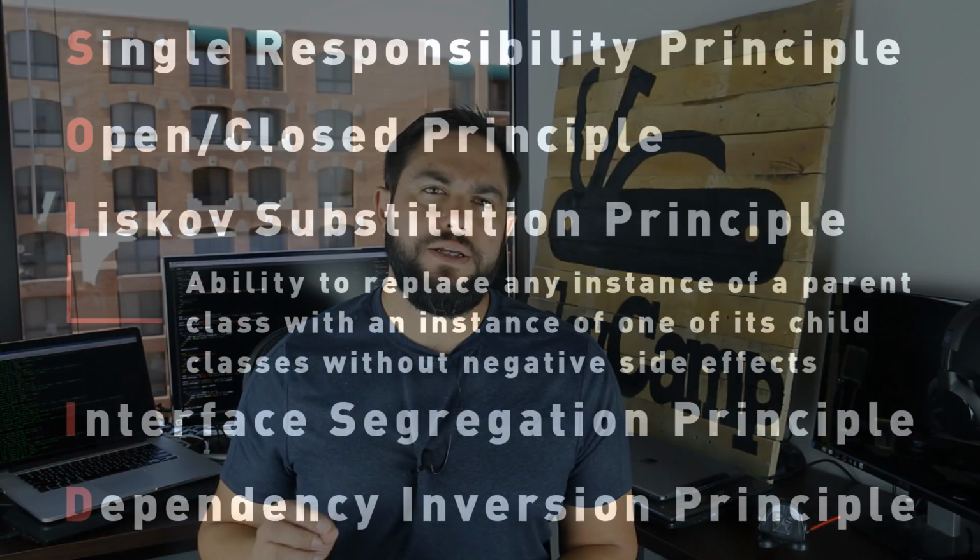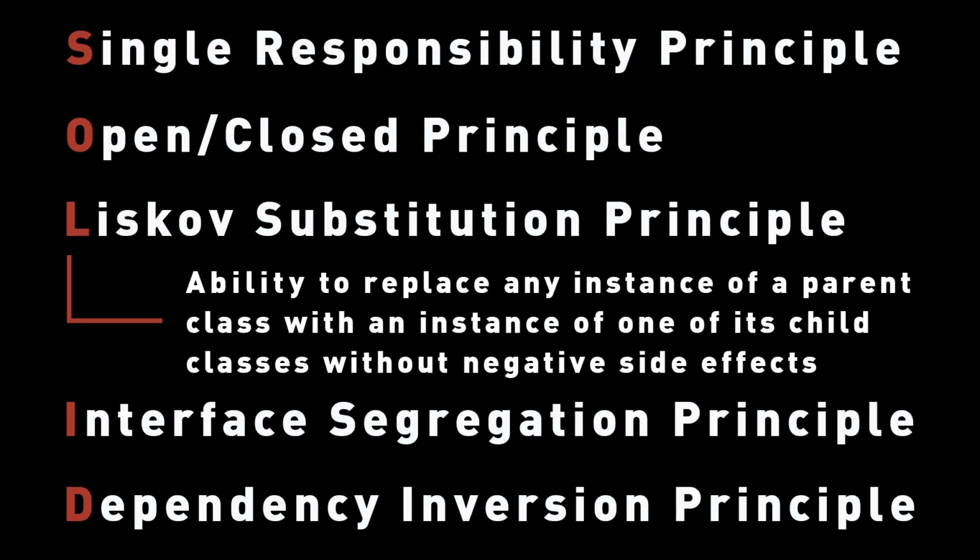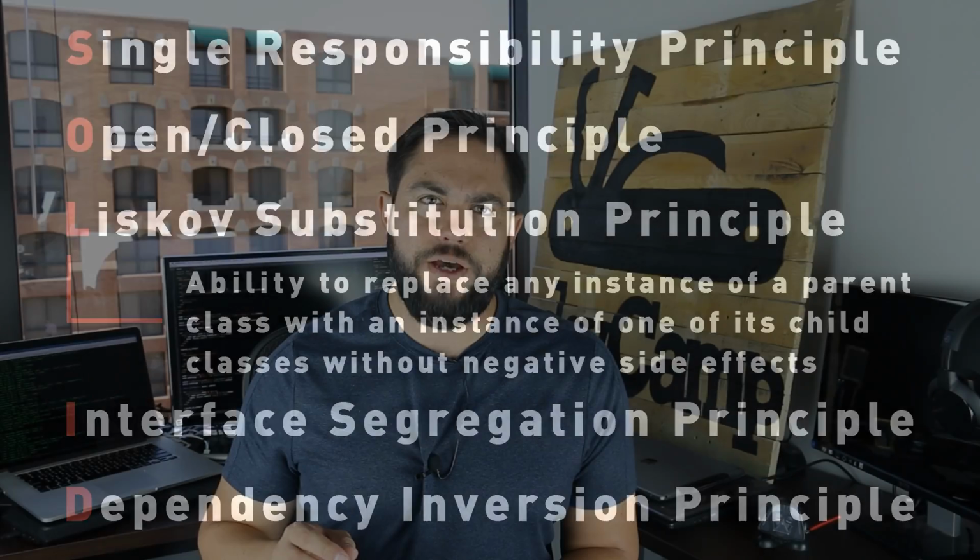So does this example qualify as a Liskov substitution principle violation? Let's look at the definition again. It states that a program should have the ability to replace any instance of a parent class with an instance of one of its child classes without negative side effects. In our example, we attempted to substitute an instance of our child class, our admin user, for its parent class. And by performing this action, it broke the program, which I think qualifies as a negative side effect.